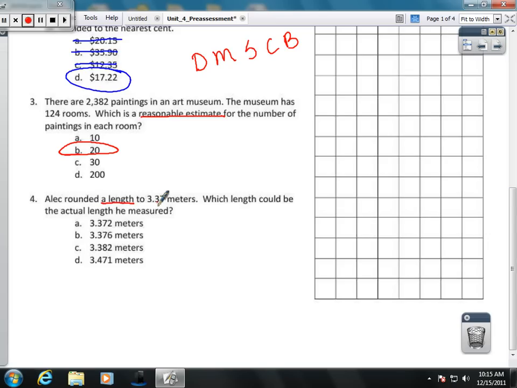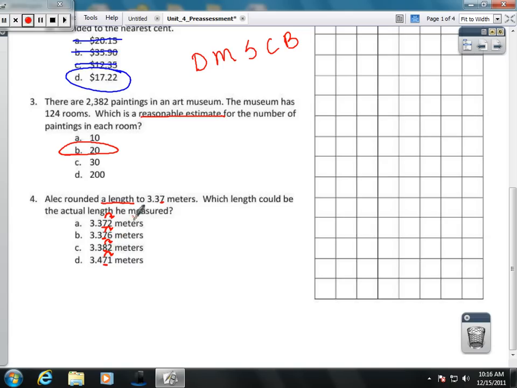Which length could he have actually been the real length that he rounded? So what we're doing is we know that he rounded to the nearest hundredths spot. So I'm going to go down to my choices and say that number is in the hundredth spot. And remember, we're looking at the number to the right of it in all of these to determine the correct answer.